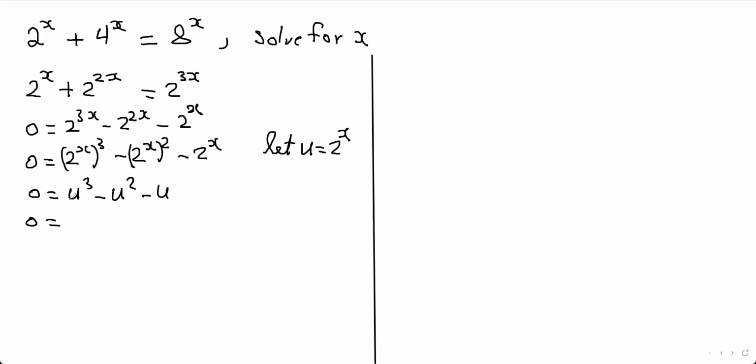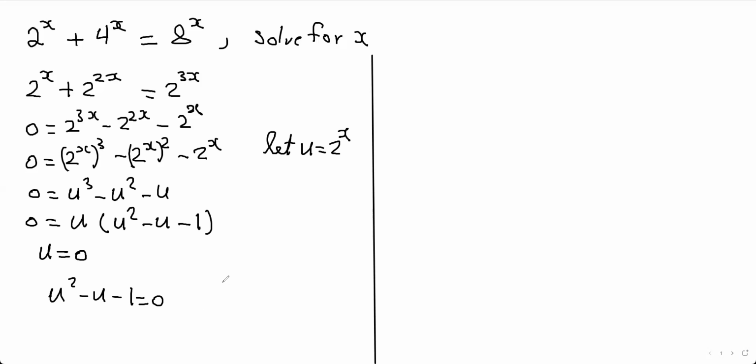And at the same time, I'm going to factor this by taking out u as the greatest common factor. And I'm going to get u squared minus u minus 1. Now from here, this u is factored out, so we have u equals 0. But for the equation u squared minus u minus 1 equals 0, I'm going to use the quadratic formula since I cannot factor it.